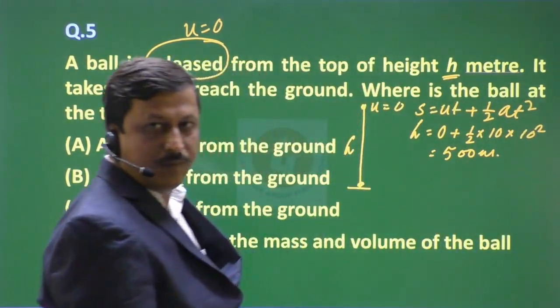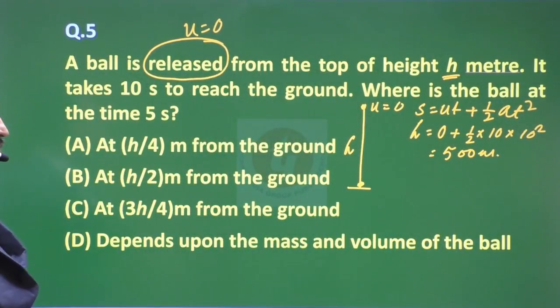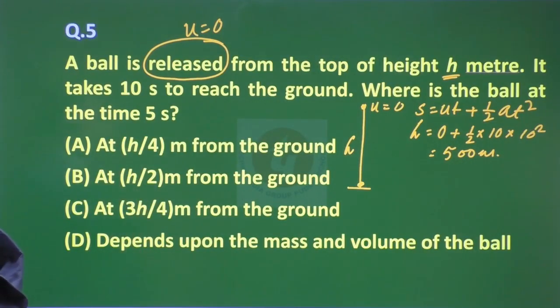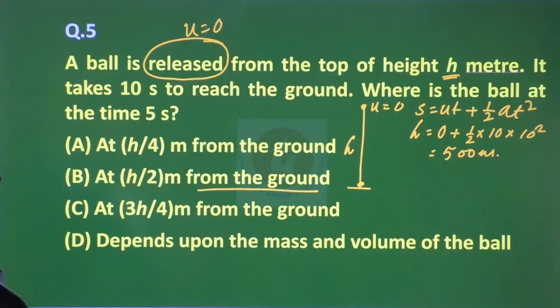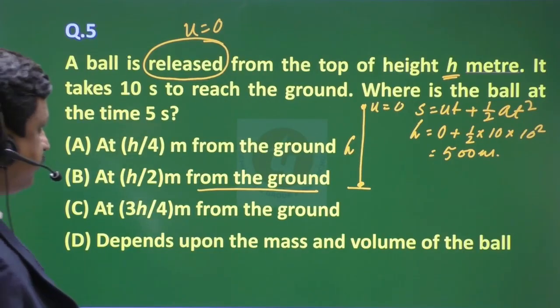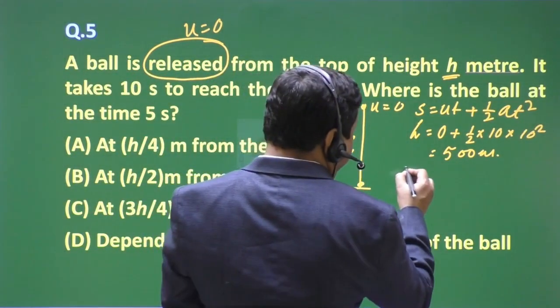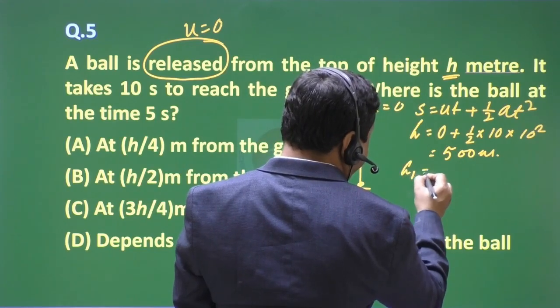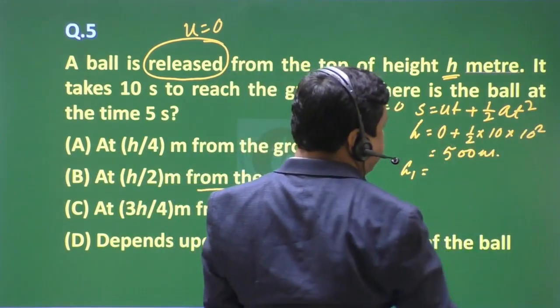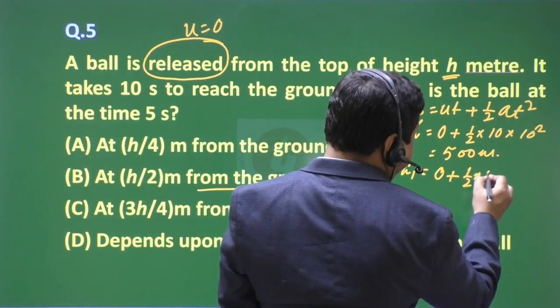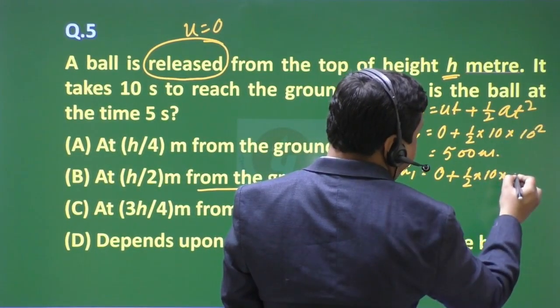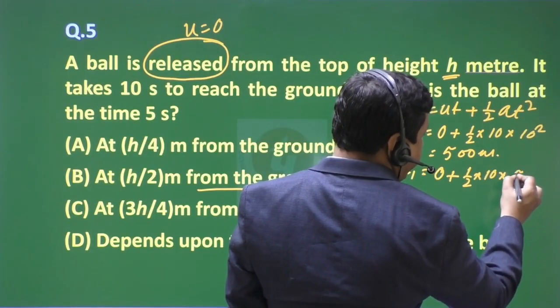Okay, and you have to find the position in 5 seconds. Okay, sorry, from the ground, because options are given from the ground. You have to put, say, h1 is equals to, again, ut plus half a t square, and this is 0 plus half into a is 10 into t square, means 5 square.